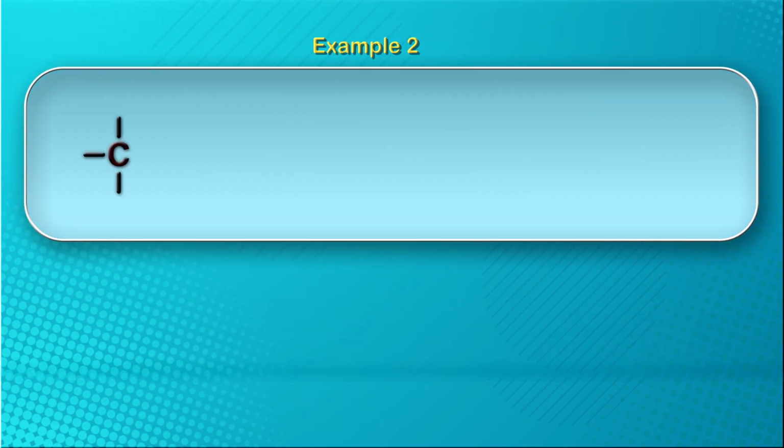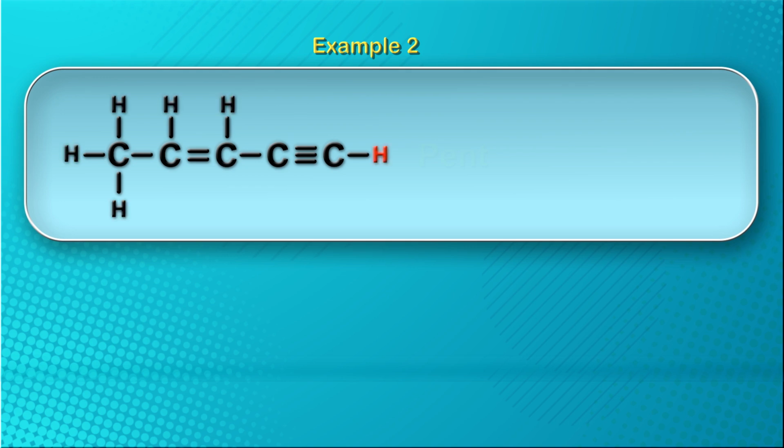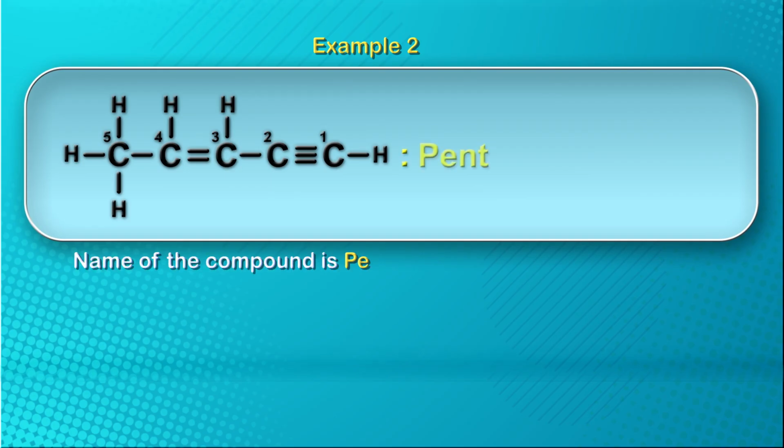Example 2. Let us take another example. The number of carbon atoms present in the given compound is 5. Now, we give the numbering to carbon atoms, that is 1, 2, 3, 4 and 5. We can notice that there is a triple bond between the first and second carbon and a double bond between the third and fourth carbon atoms. Now, following the order of naming the carbon compound, the name of the compound is pent-3-ene-1-yne.